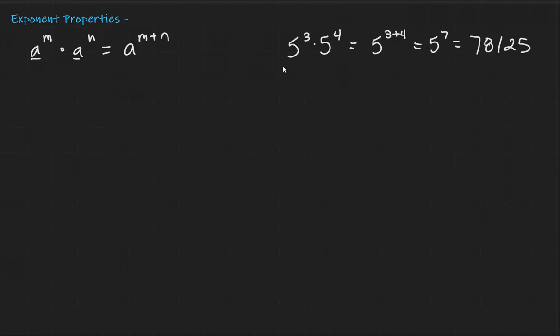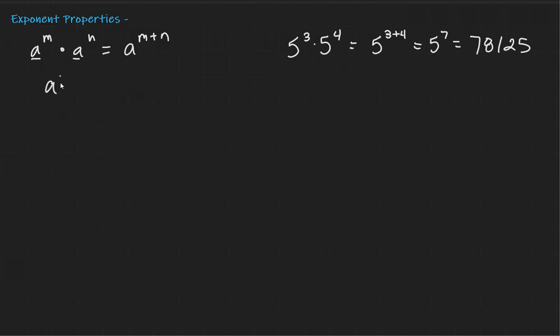Notice that we took 3 and added it to 4. If you're wondering why, imagine writing this out 3 times: 5, 5, 5. And imagine writing this one out 4 times: 5, 5, 5, 5. And it's all being multiplied together. When you gather this all up, how many 5s do you see? 7. That's why we use addition there, if you were ever confused as to why that property works that way.